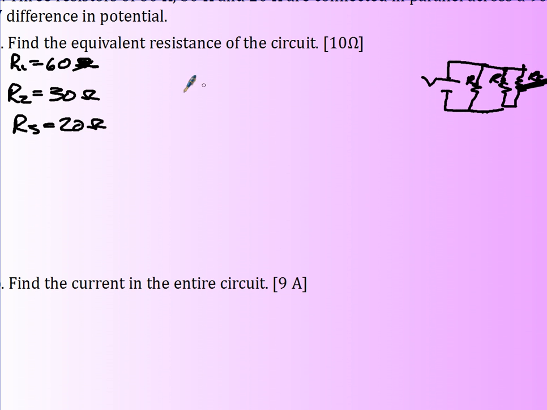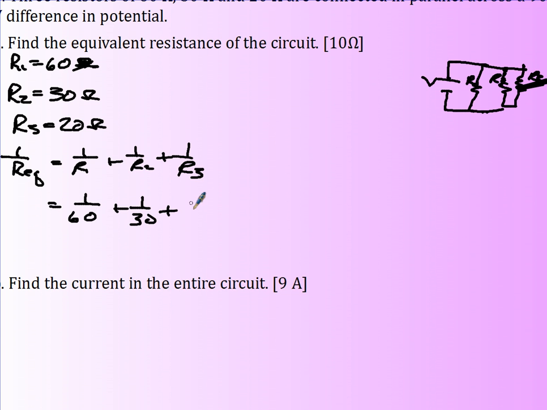All right, so I know 1 over R equivalent is 1 over R1 plus 1 over R2 plus 1 over R3. Now I'm going to do it as simply as I can. This is 1 over 60 plus 1 over 30 plus 1 over 20. You can do it in your calculator, but I think there's a good bit of value in doing it longhand.